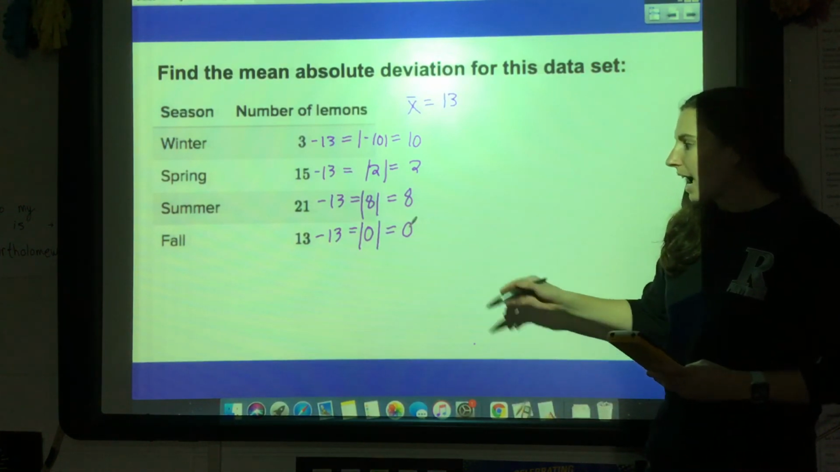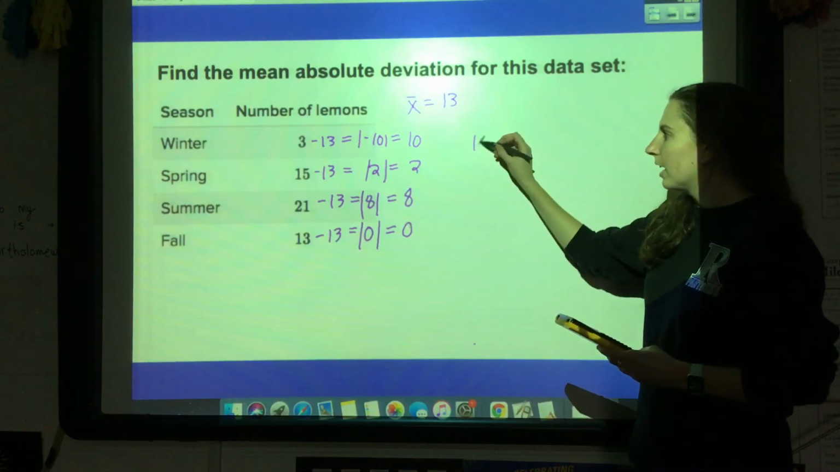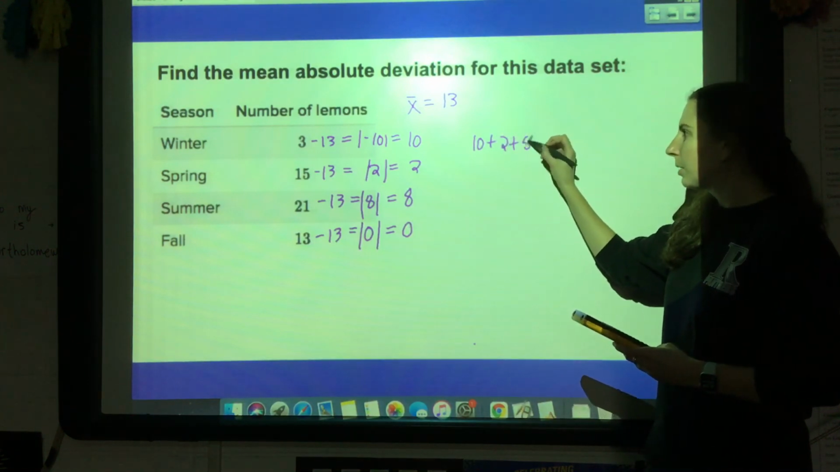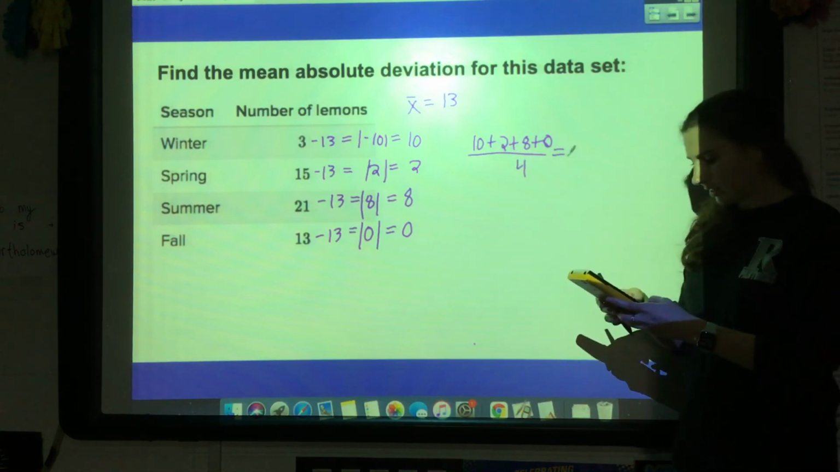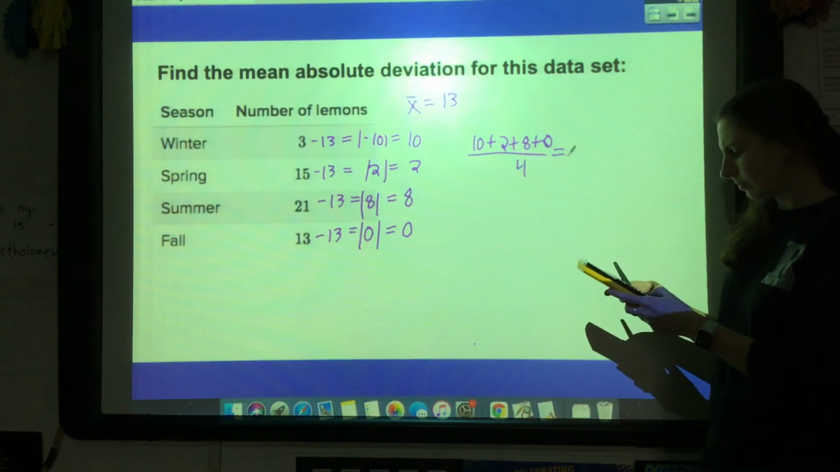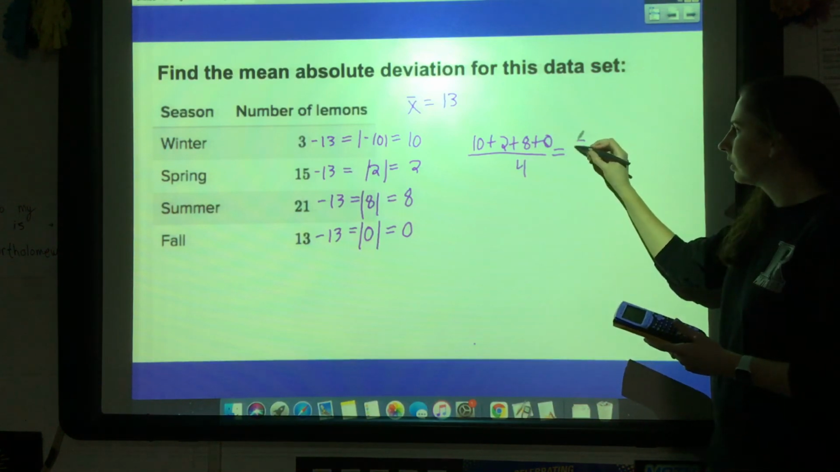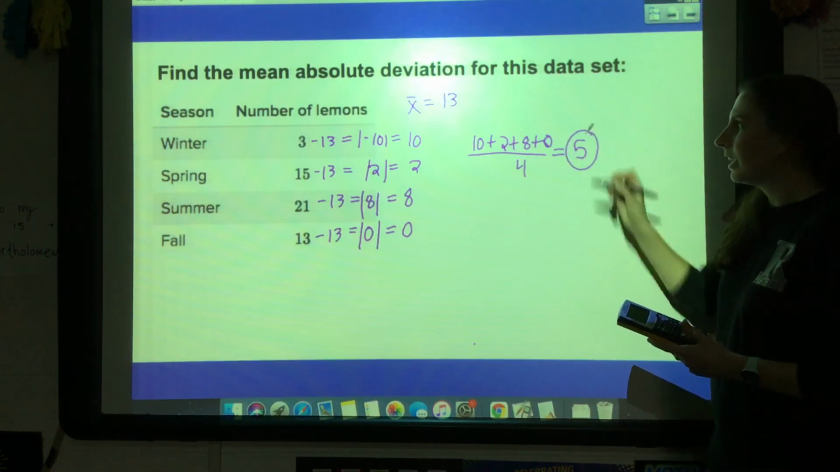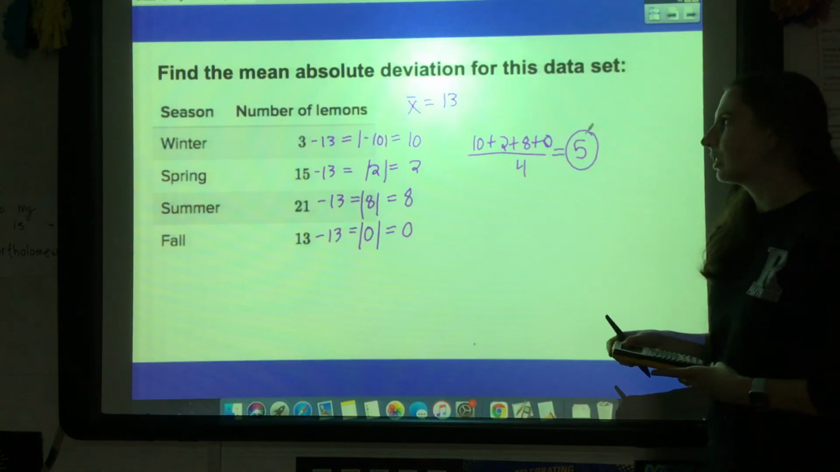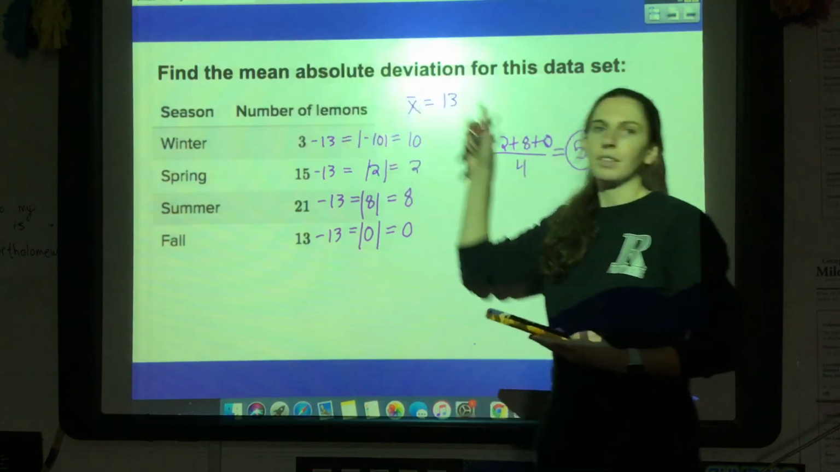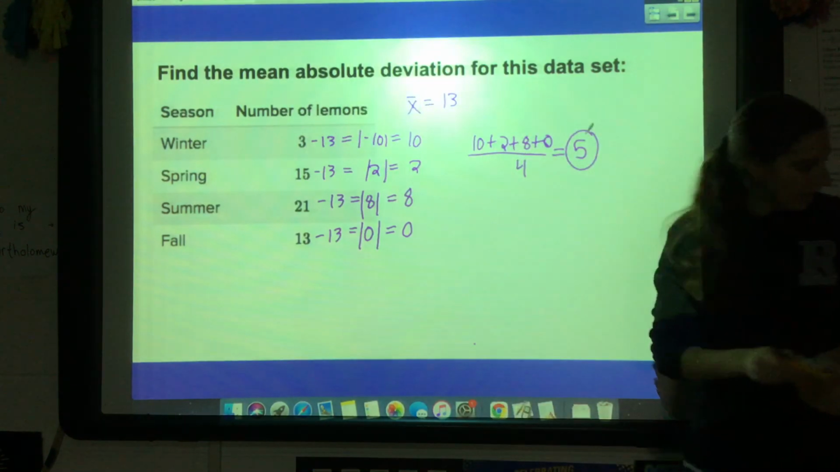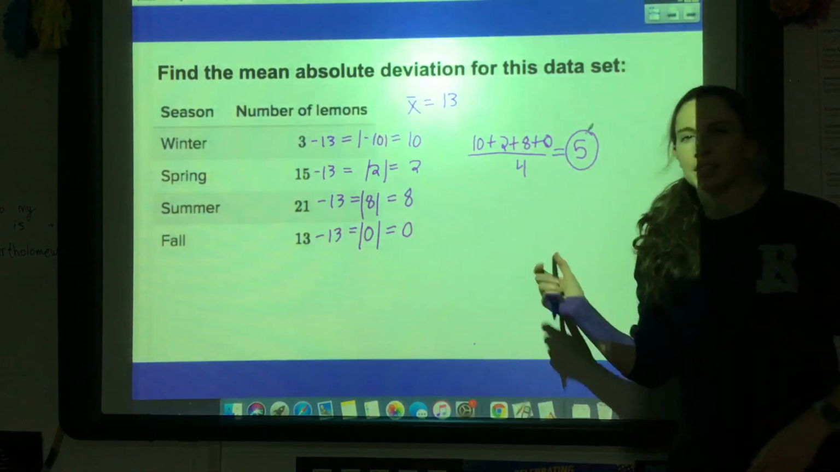And now just find the average of these. So add up 10 plus 2 plus 8 plus 0 and divide by 4, and I believe that's 3, let's see. No, sorry, 5. So that is the mean absolute deviation. We found the deviations, we took the absolute value, and then we found the mean of them. All right, in the next video we'll talk about standard deviation.